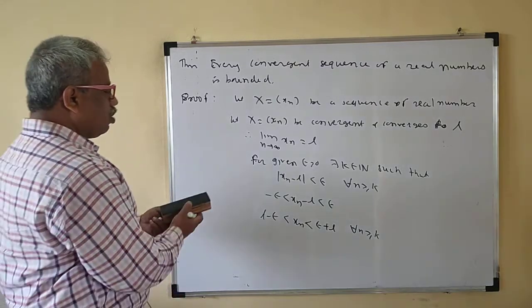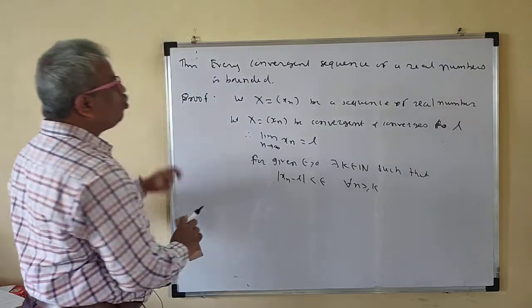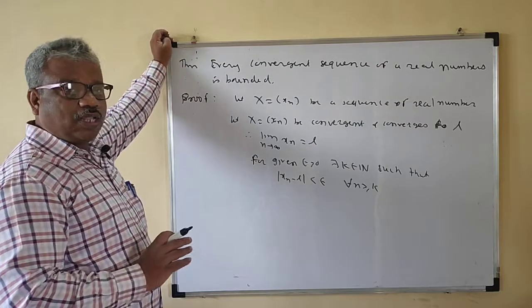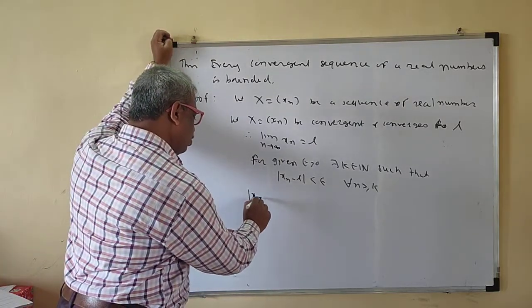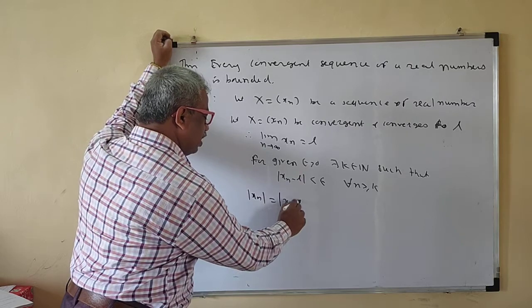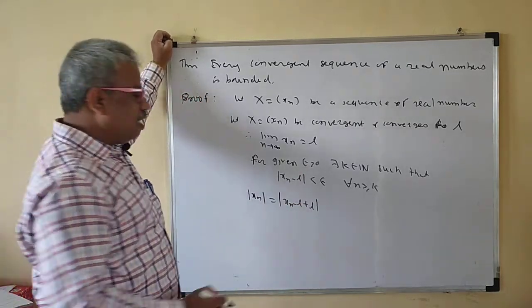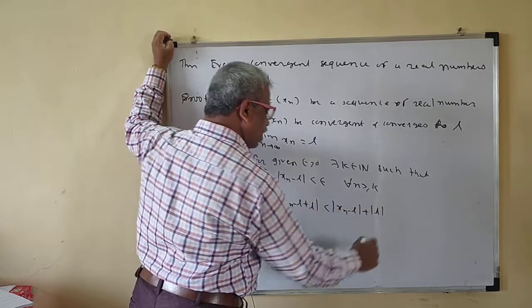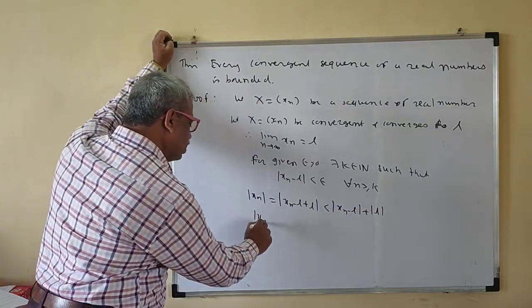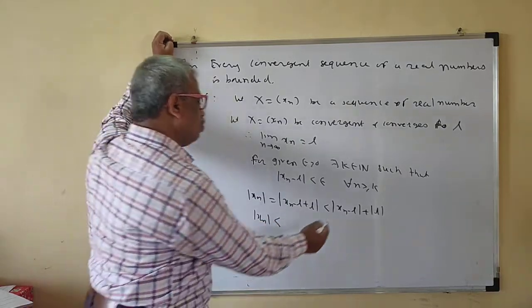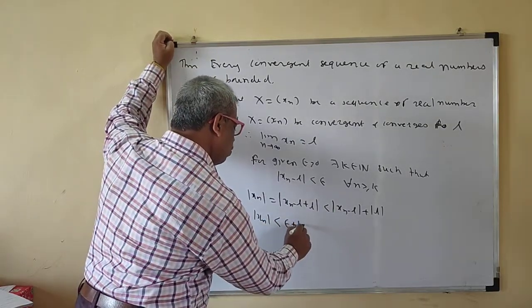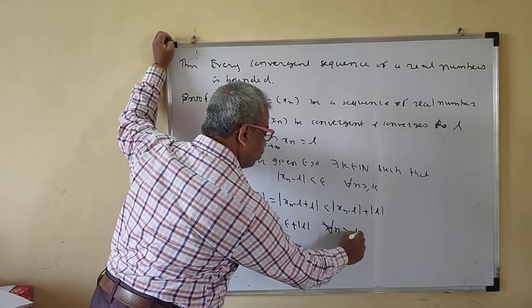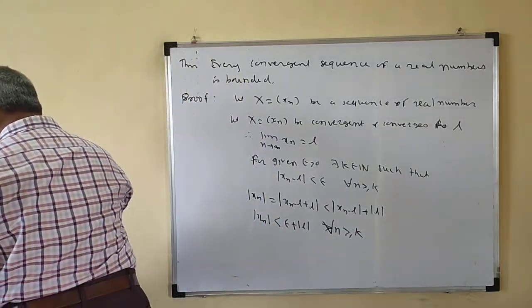Okay, so what we have to prove is that mod of xn is less than m. We have to prove that mod of xn is less than m for all n greater than or equal to k. So we write mod of xn as mod of xn minus L plus L. Now by triangle inequality, this is less than or equal to mod of xn minus L plus mod L, so mod of xn is less than epsilon plus mod L. This is true for all n greater than or equal to k.